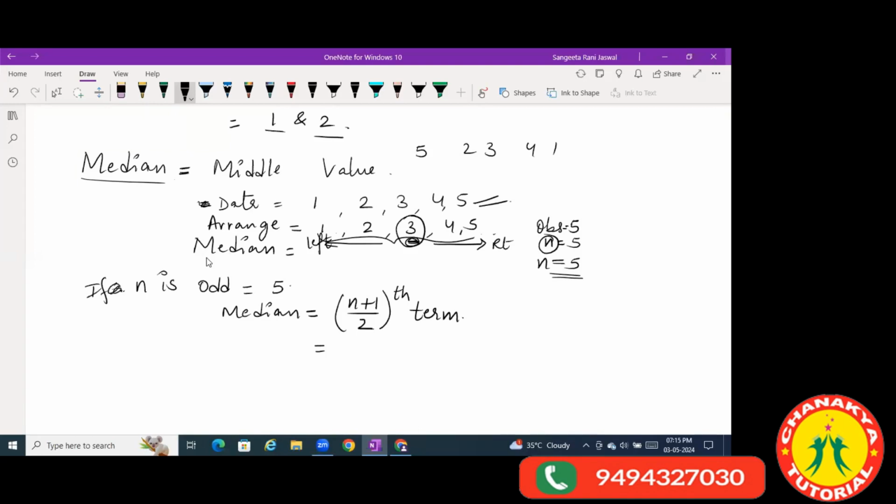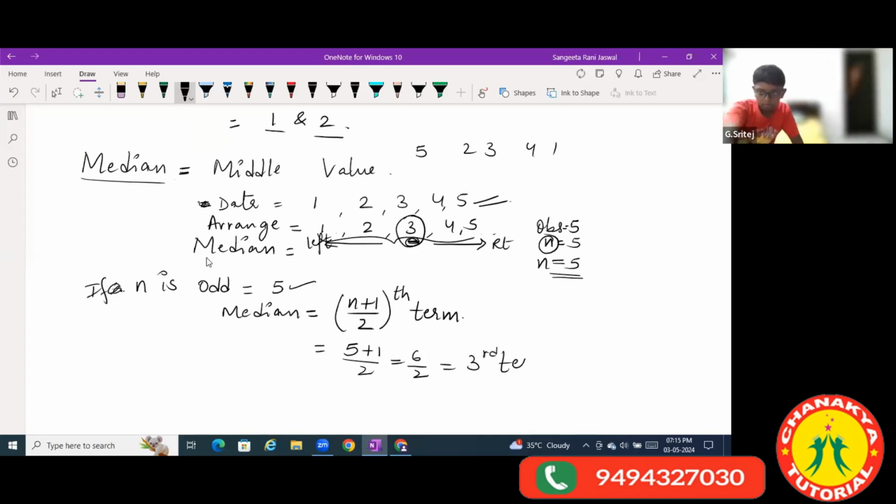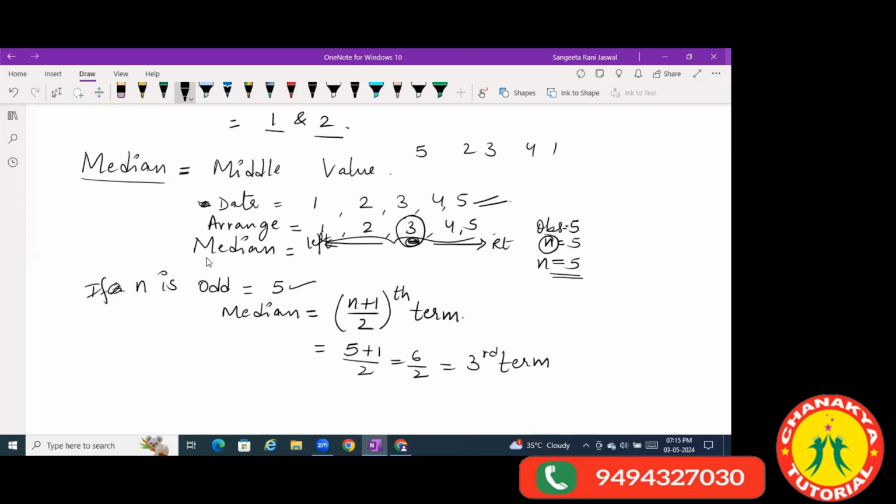See here, n is 5. So in place of n, I will write 5, then plus 1 by 2. That means 6 by 2, which is equal to 3. That means the third term. In this list of data, this is the first term, this is the second term, this is the third term. So the third term gives me the median. Whatever number is written at the third term is the median of the list. So the third term is the number 3 itself.